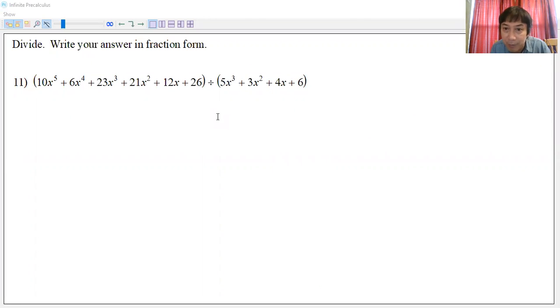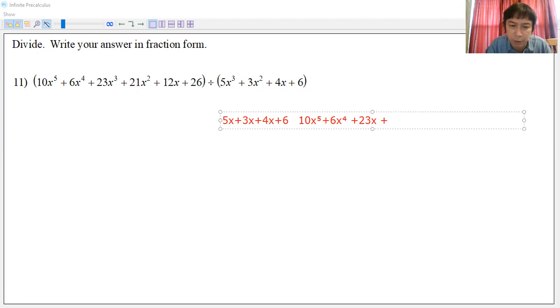Let's type in the divisor. So let us begin on this line. 5x cubed, plus 3x squared plus 4x plus 6. I'm going to type the 3 and the 2 for the exponents later. Dividend now is 10x to the 5th, and then we have plus 6x to the 4th, and then plus 23x cubed. Then we shall extend this. That's 23x cubed, and then 21x squared, and then followed by 12x and plus 26.